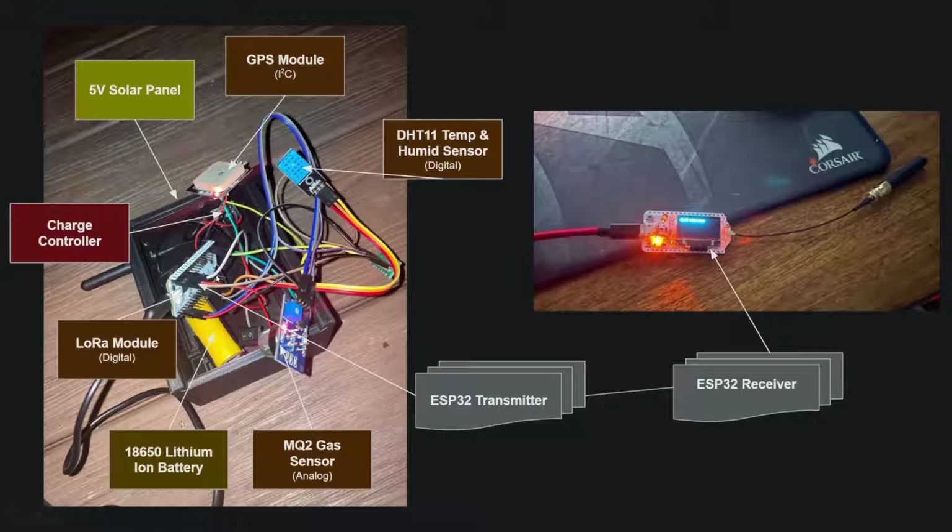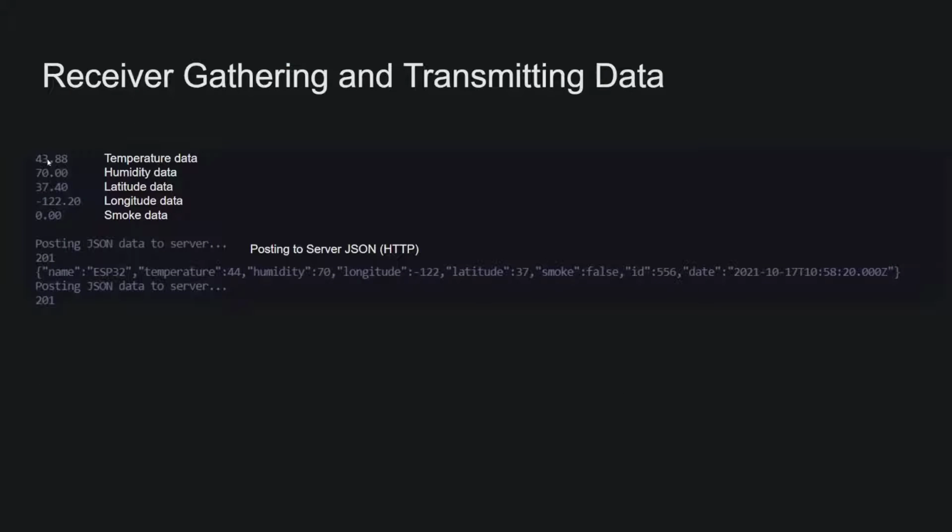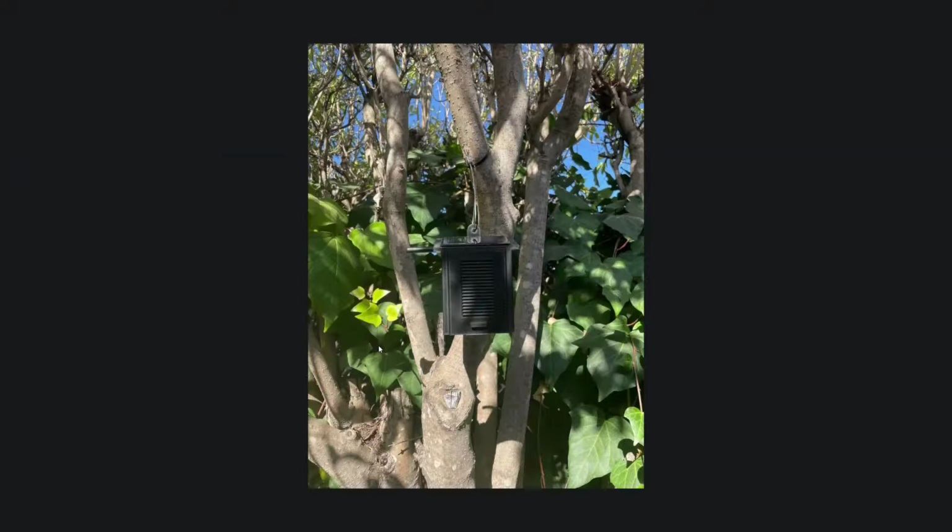With this LoRa module, we send packets of data from the ESP32 to this receiver, which is also an ESP32. Here is some data that we're receiving in this case: temperature, humidity, latitude, longitude from GPS, and smoke data. We then post it to the server using JSON over HTTP.